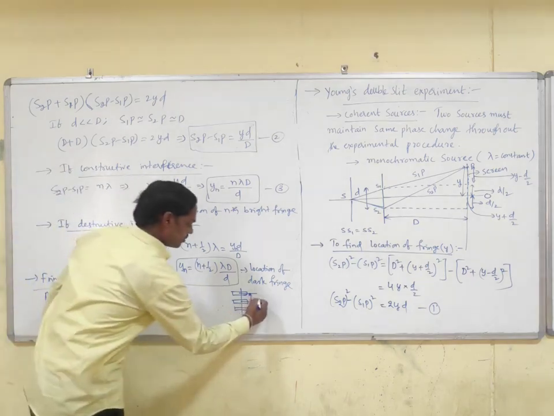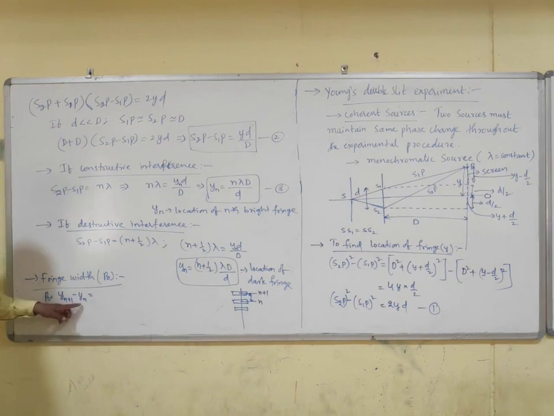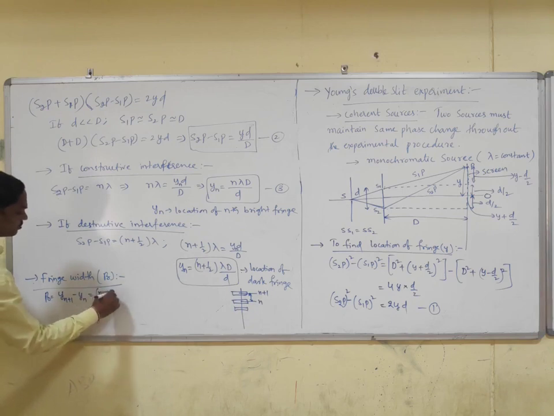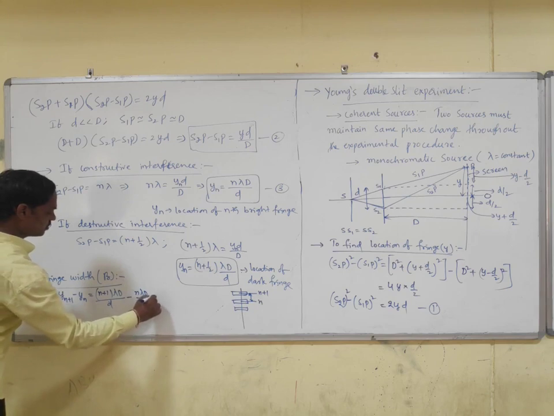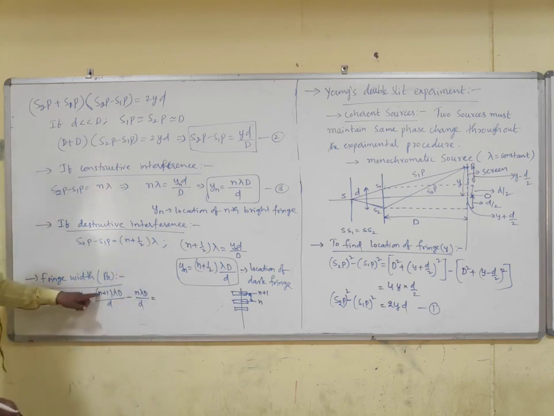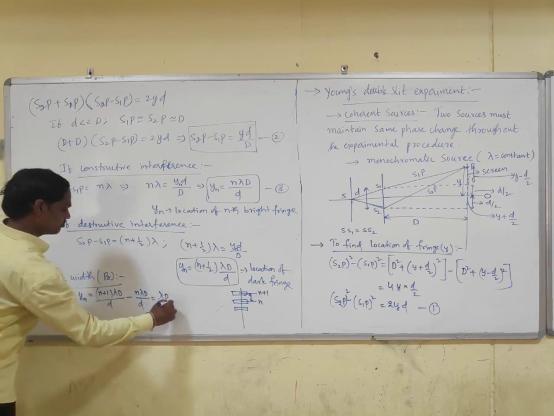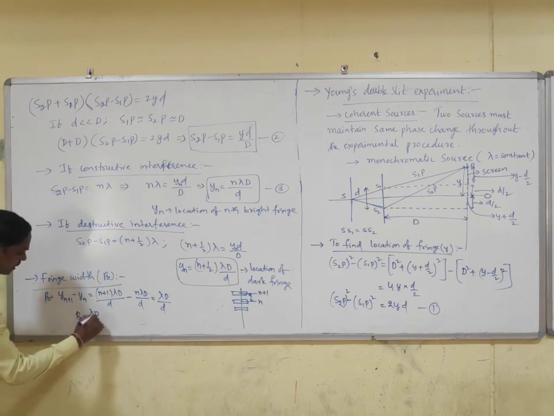This is n, then it will become n plus 1. That's why yn plus 1 minus yn. So yn plus 1 is (n plus 1) lambda D by d, minus n lambda D by d. That is equal to, n cancels, and you get lambda D by d. So fringe width beta is equal to lambda D by d.